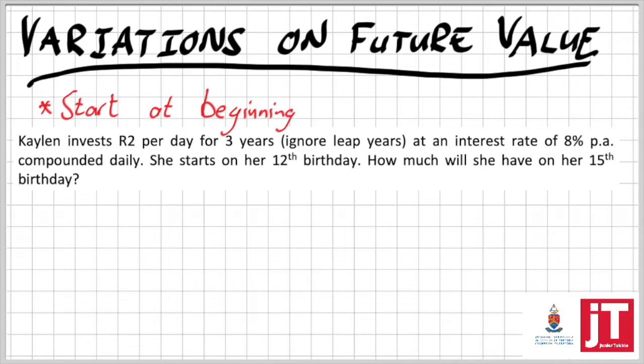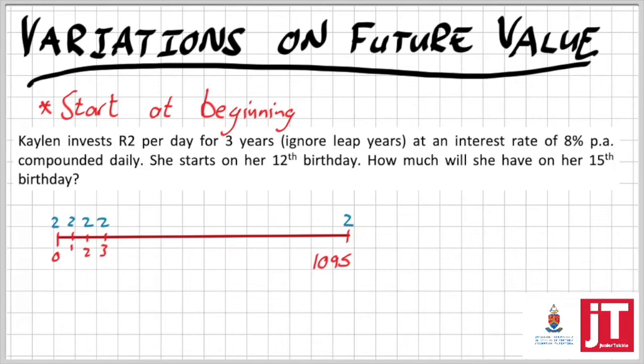So if we draw it as a timeline, at time 0, she now starts paying R2. 1 month or 1 day later, she pays another R2 and another R2 and another R2. Up until her 15th birthday, she will pay the last R2 into the bank account and get the rest back. So when we think about this, it's number 1, a periodic payment, and number 2, I want the value right at the end. Our interest rate is 8% per annum, compounded daily.